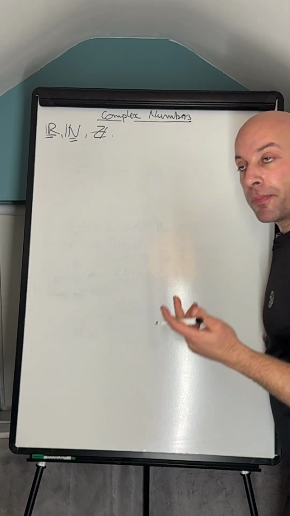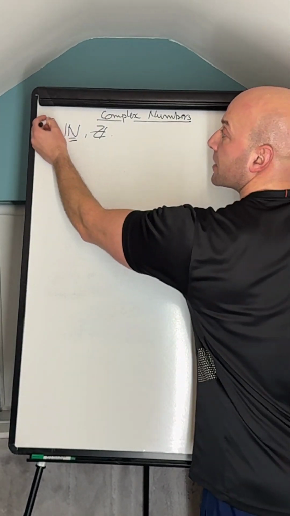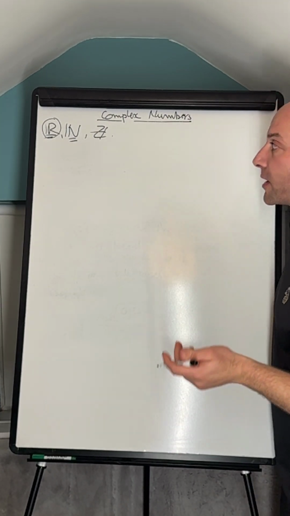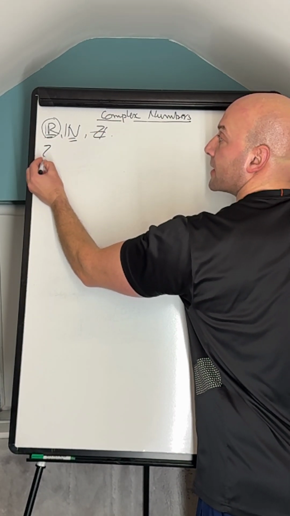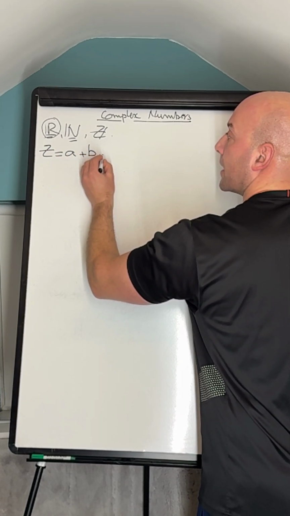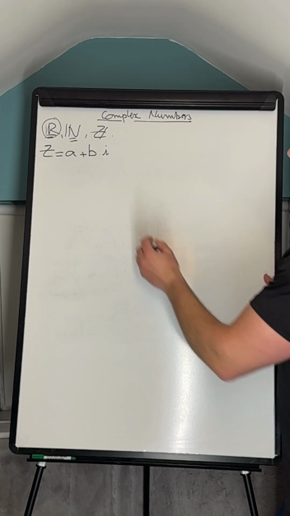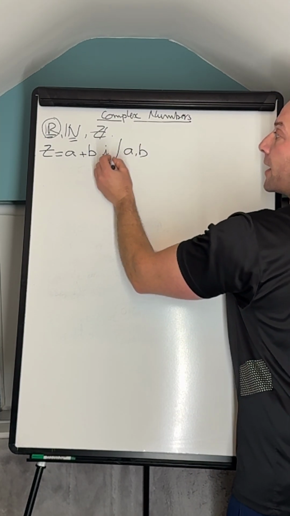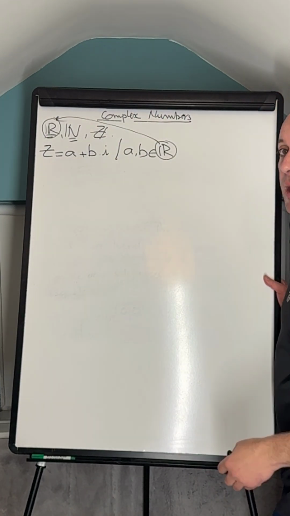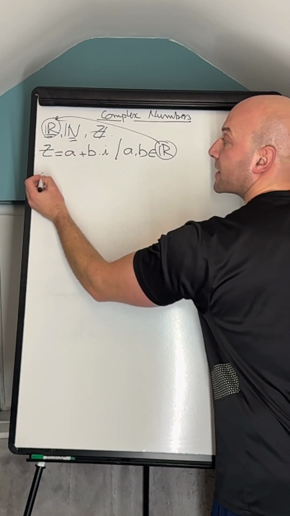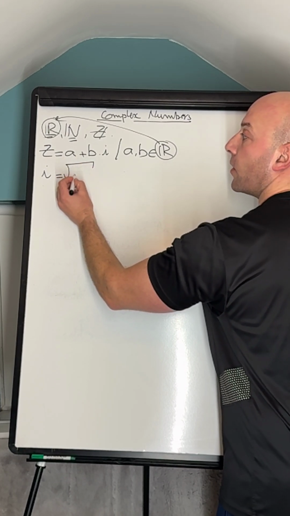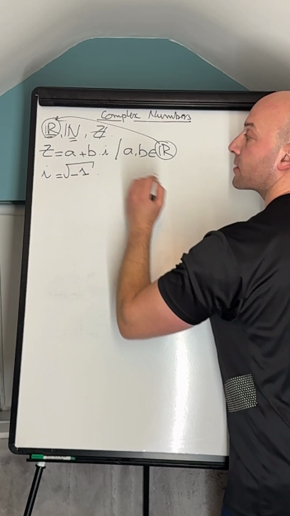How can we write any complex number? In real numbers, we can say x equals -3, square root of 5, etc. But in complex numbers, we write Z equals a plus b times i. a and b belong to R, both of them are real numbers. And this i equals, this is the interesting part, the square root of -1.